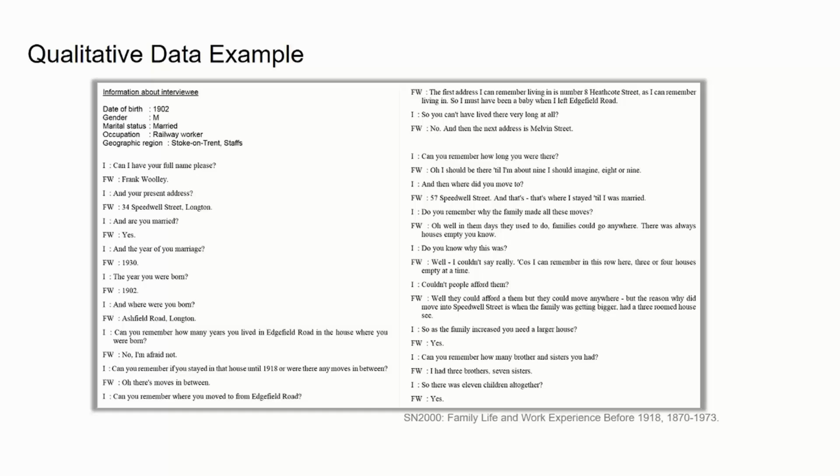Next, we have an example of qualitative data. This example shows the transcript of an interview with Frank Woolley from family life and work experience before 1918, 1870 to 1973, also known as the Edwardians. This particular data is also considered open access, so is available in our QualiBank, which we'll touch on later.